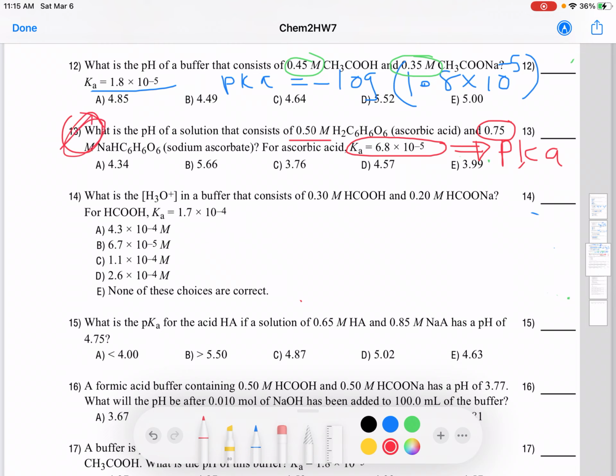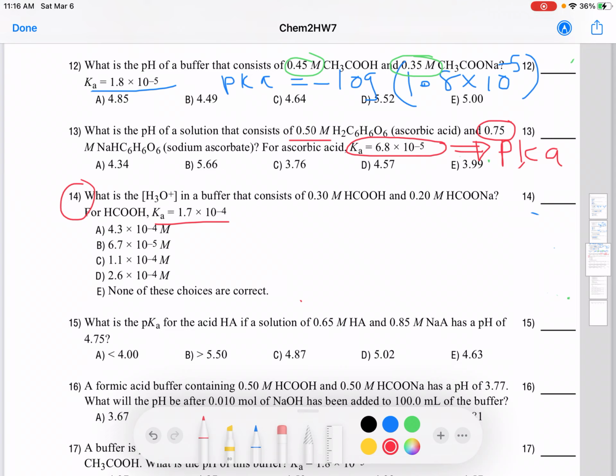Okay, let me write that down so I will not get confused. Number 14. What is the hydronium ion concentration in a buffer that consists of 0.3 molar formic acid and 0.2 molar sodium formate? And Ka is also given.